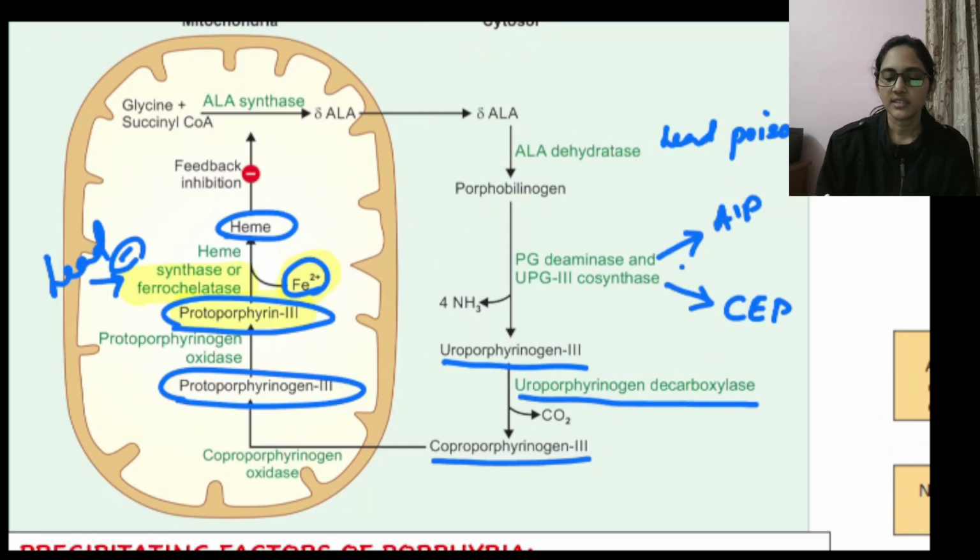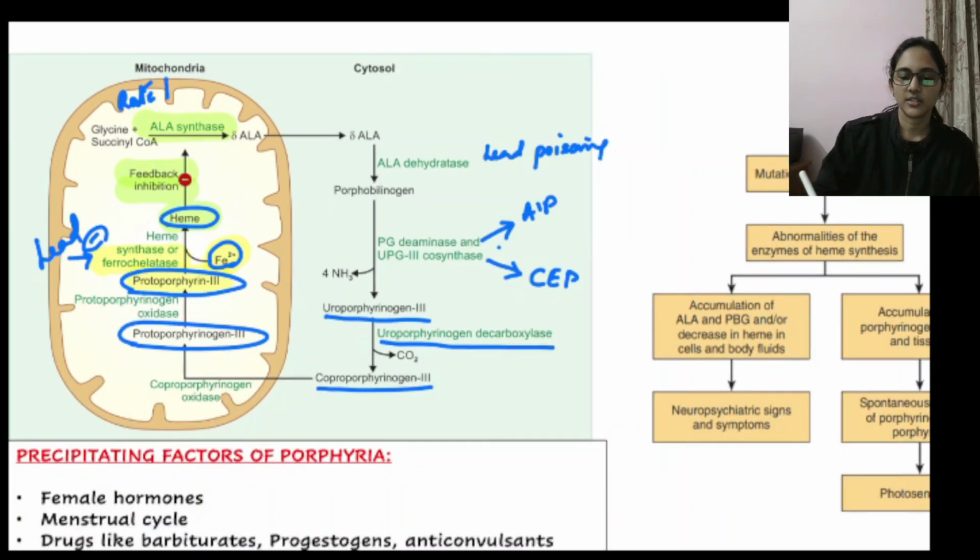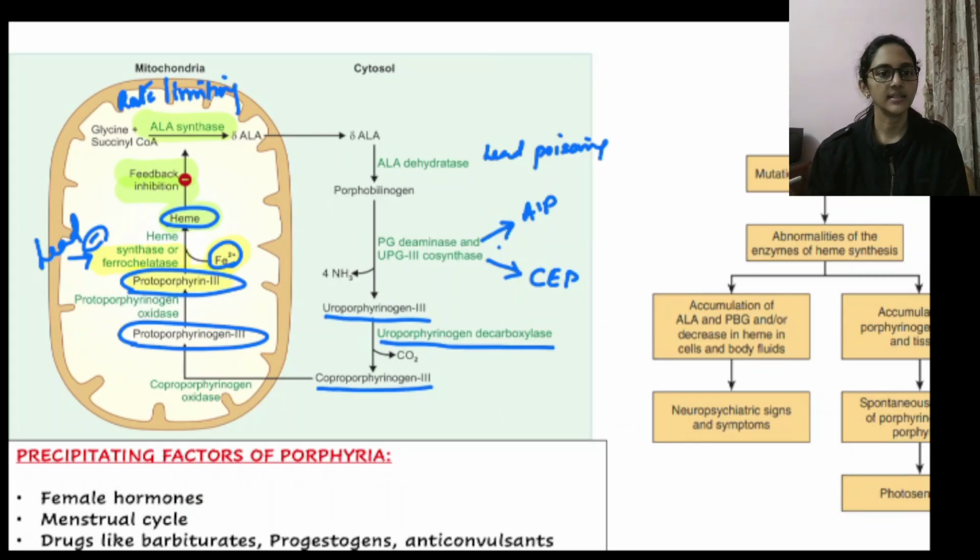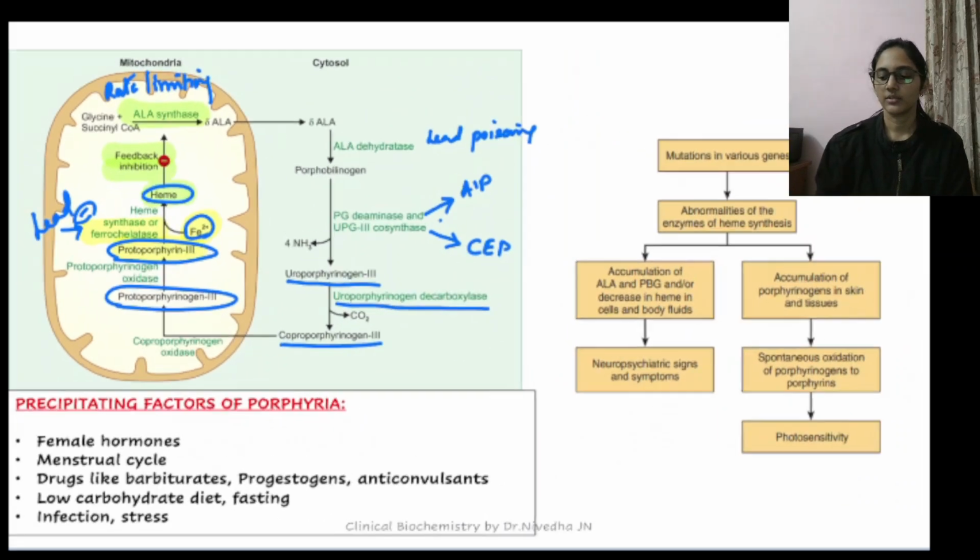All right. And what's the specialty of heme again? Heme is a regulator of this pathway. Yes. It feedback inhibits your ALA synthase enzyme. That is why this pathway starts in mitochondria and ends in mitochondria, so that heme is available in mitochondria to inhibit the ALA synthase, and ALA synthase is going to be your rate limiting step. Yes, ALA synthase is your rate limiting step here. Is it clear, all of you? Yes. So this is about the pathway.